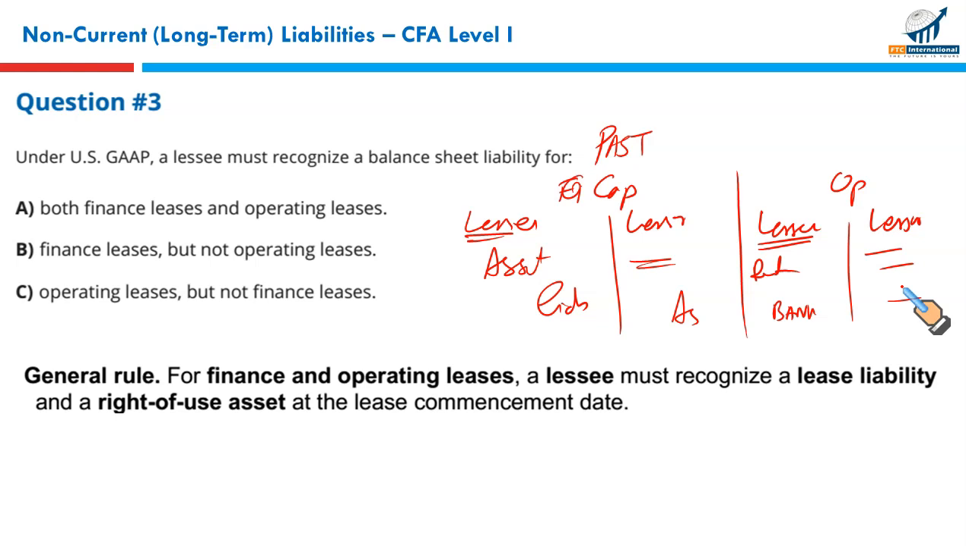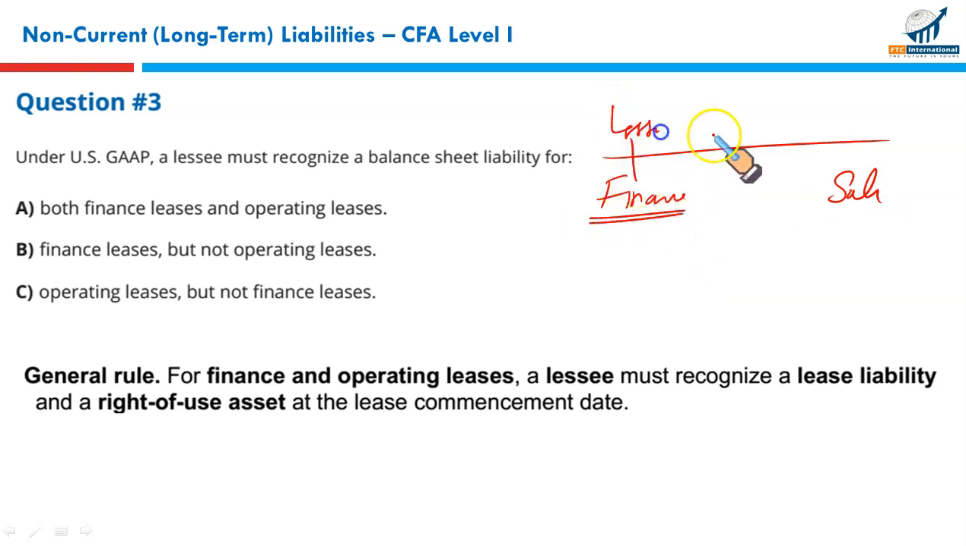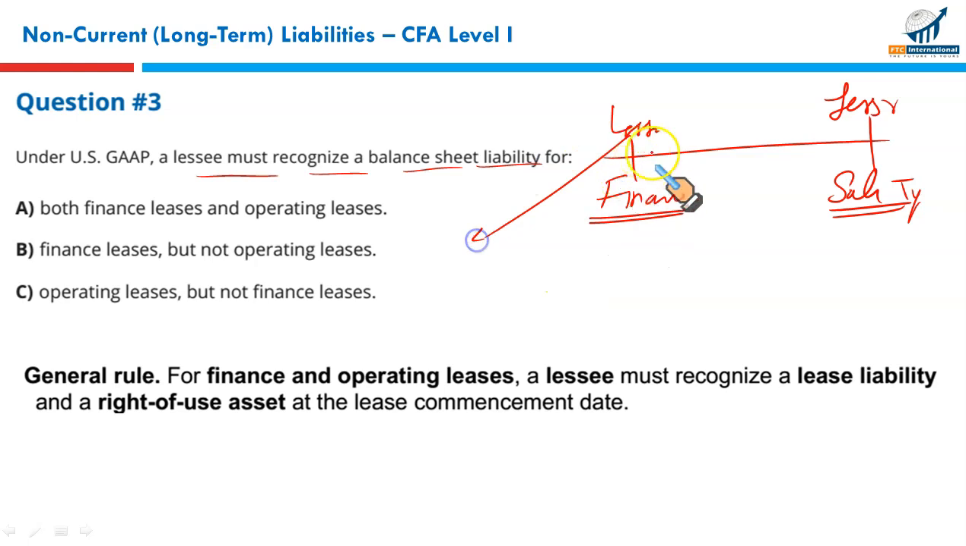Under the new standard, the capital classification is gone. We no longer use the word capital in the US GAAP. We use the word finance. Please remember, now we use the word finance. Finance lease and sale type lease. Finance lease is the word used for lessee, and sale type lease is the classification used for lessor, right? So under the US GAAP, lessee must recognize balance sheet liability for, whether it's a finance lease or an operating lease.